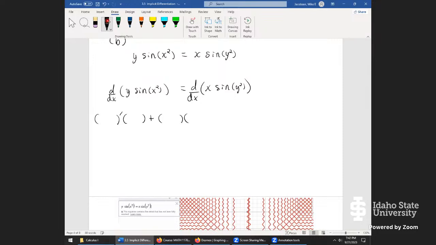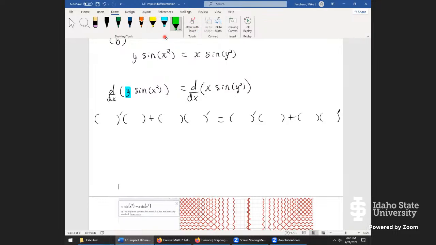Also forgot my prime symbols. Let me put these in as I go. Okay, so that handles both the left-hand side and the right-hand side through the product rule.